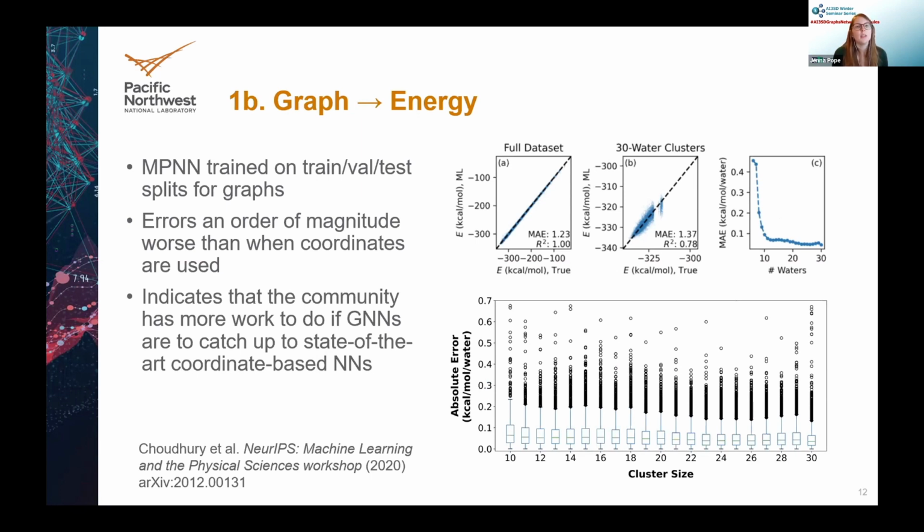So MPNNs only consider interactions between atoms with connected edges, so either covalent or hydrogen bonded atoms here, and not the wider neighborhood like we observed with SNET. And so what this tells us is that there is more potential for graph neural networks, and there's more work to do to get graph neural networks to have the same performance as state-of-the-art coordinate-based neural networks.